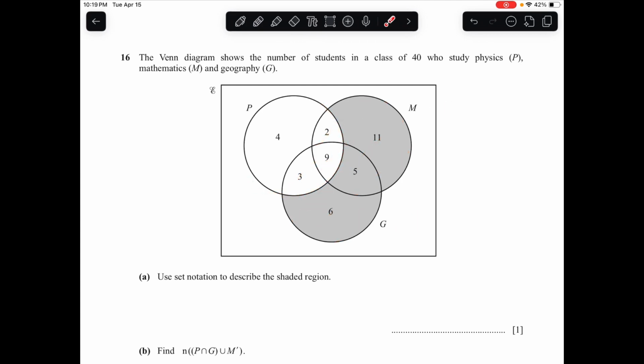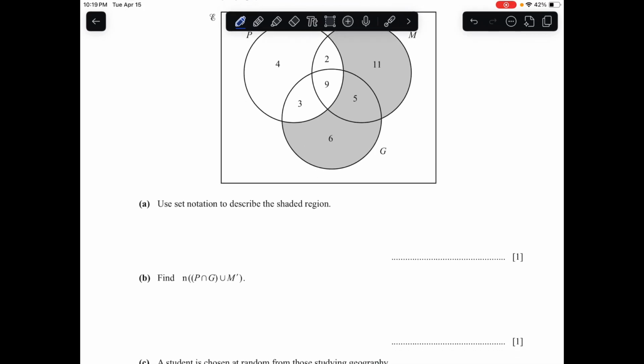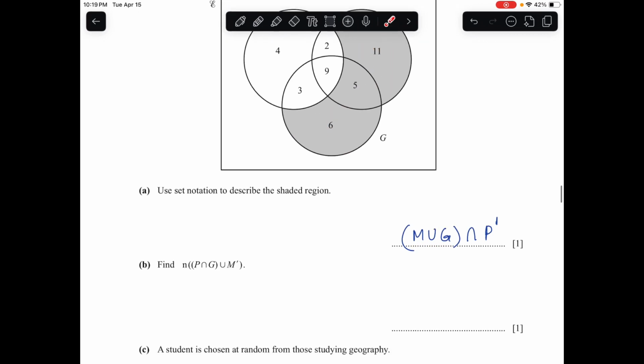So what is that part? It's P, right? So we would say that this is going to be M union with G, and it is intersecting with the part that is not P, because nothing of P is shaded. So we are shading everything outside P. But which part are we shading? We are shading M union G, right? Okay.